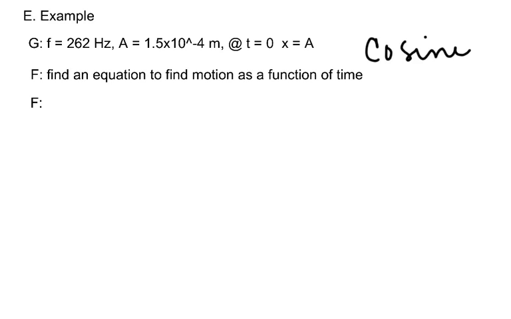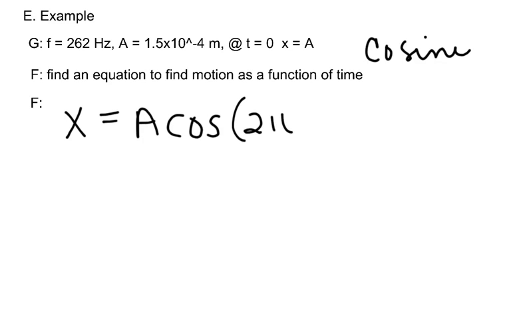The formula for simple harmonic motion to find position as a function of time, the general formula, is position is equal to A cosine of 2 pi times the frequency multiplied by the time.